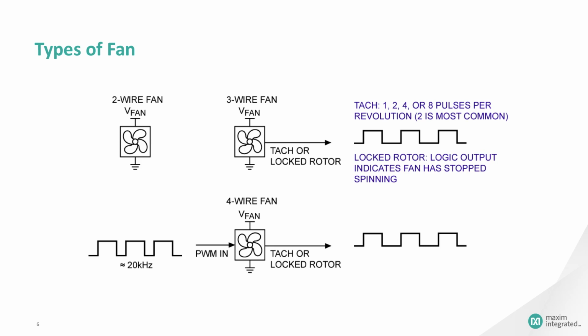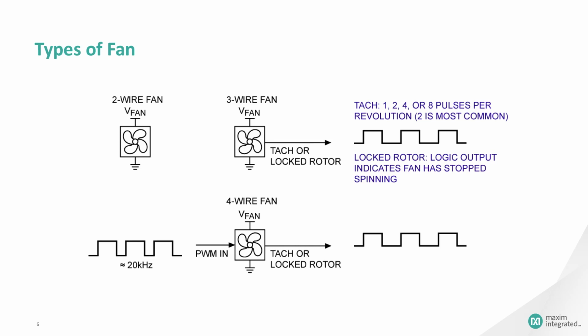There are 3 categories of brushless DC fans, referred to by the number of wires on the fan, as shown on this slide. The simplest is the 2-wire fan, which just has power supply connections. A 3-wire fan also has power supply connections, plus an additional wire that provides information about the fan's status. There are 2 standard functions for the 3rd wire. This 3rd wire may be a tach output or a locked rotor output.